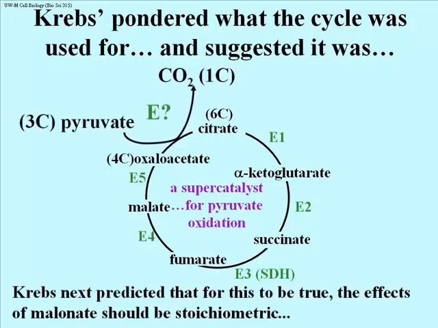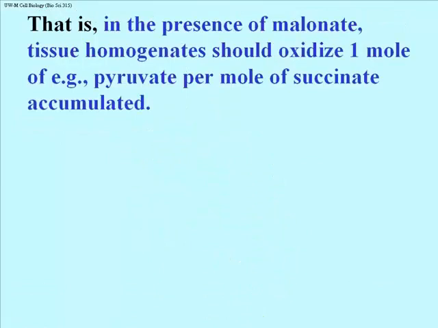Well, to prove this, Krebs did several experiments which meant to test the stoichiometry between each turn of the cycle and the number of pyruvates that would be oxidized. If in fact they were linked, then one turn of the cycle should oxidize 1 molecule of pyruvate. That's expressed here. In the presence of malonic acid, Krebs reasoned, tissue homogenates should oxidize 1 molecule or 1 mole of pyruvate for every mole of succinate that accumulated.